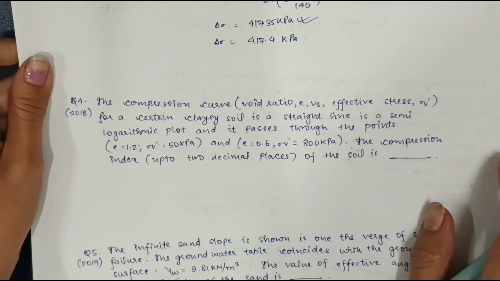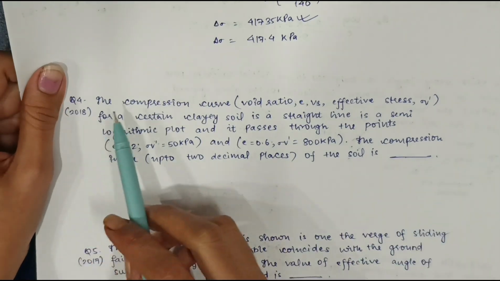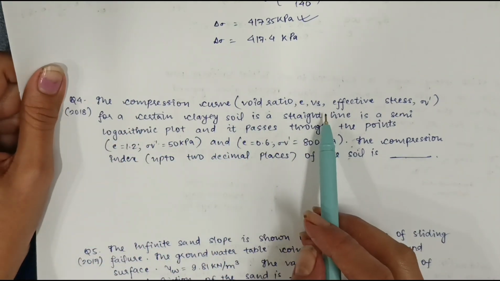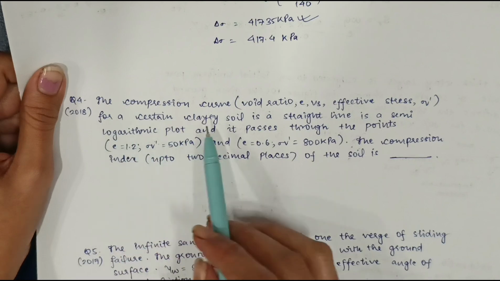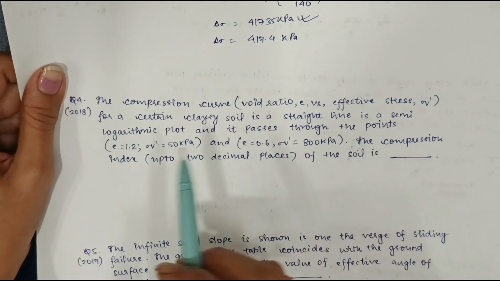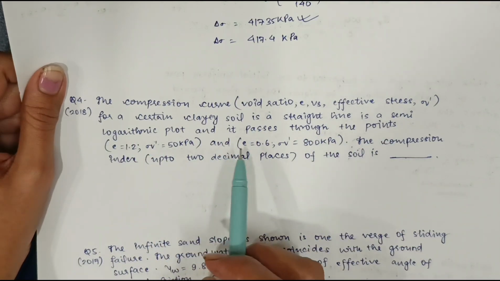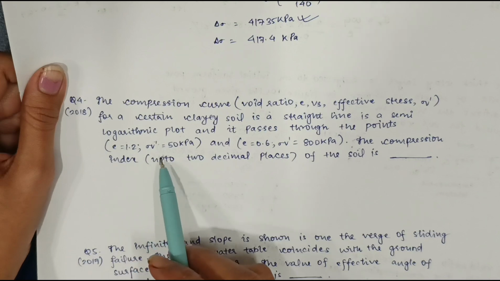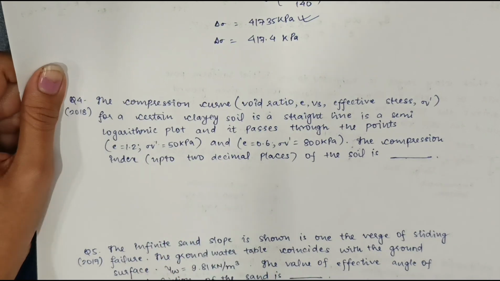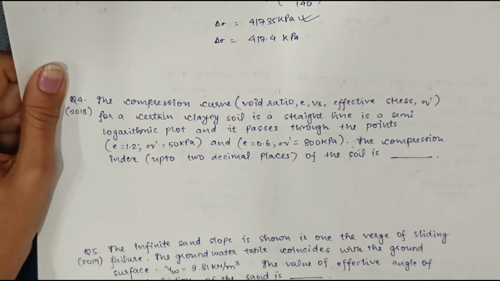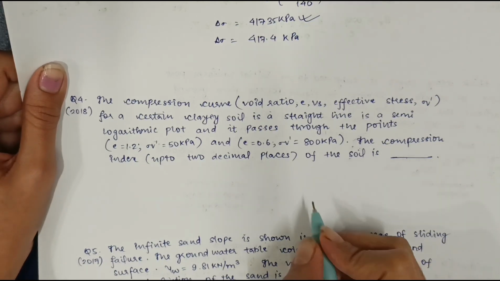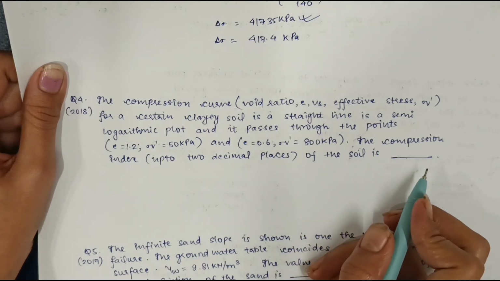Now question number 4. This question was asked in GATE 2018. The compression curve, void ratio e versus effective stress, for a certain clayey soil is a straight line in a semi-logarithmic plot, and it passes through the points e equals 1.2, sigma stress equals 50 kilopascal, and e equals 0.6, and sigma v equals 800 kilopascal. The compression index up to 2 decimal places of the soil is dash.